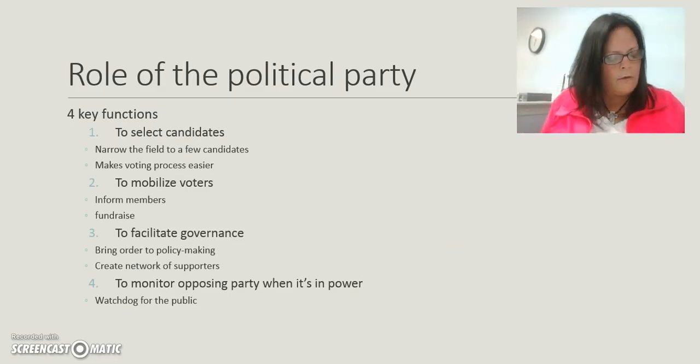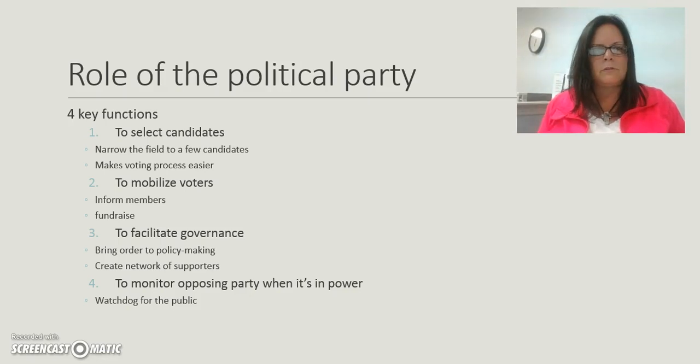The role of the political parties: they serve four key functions. Any political party today does. The first one is to select candidates. Political parties help to narrow the field from a multitude of wannabes to a credible few, and this makes the voting process a lot easier.